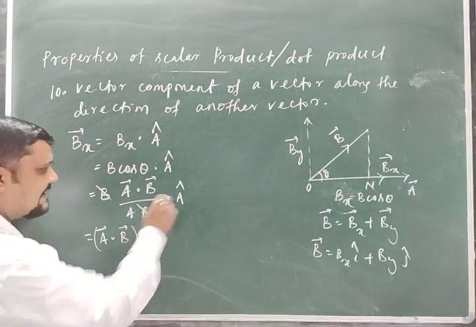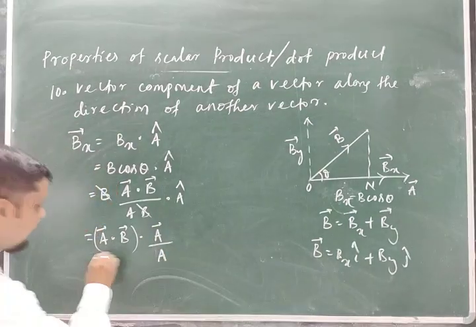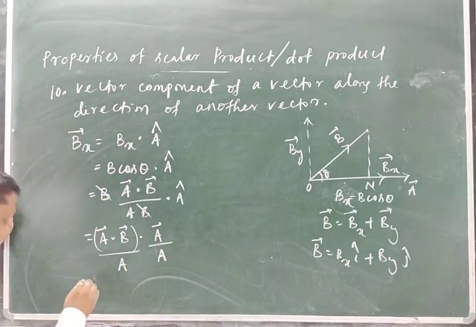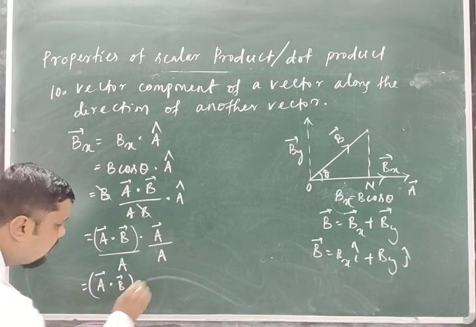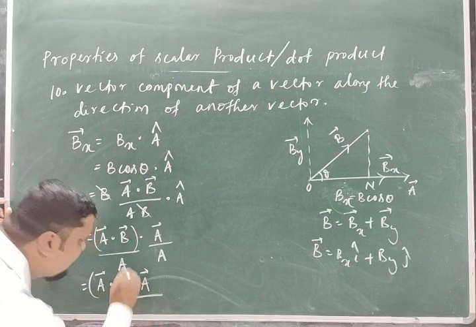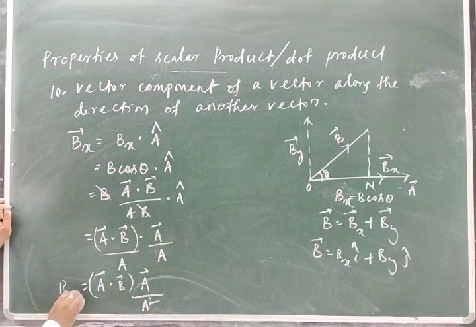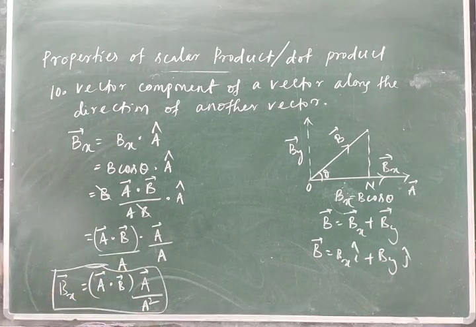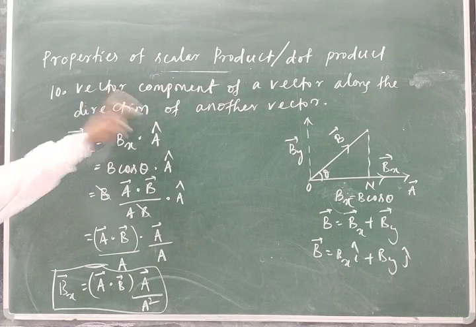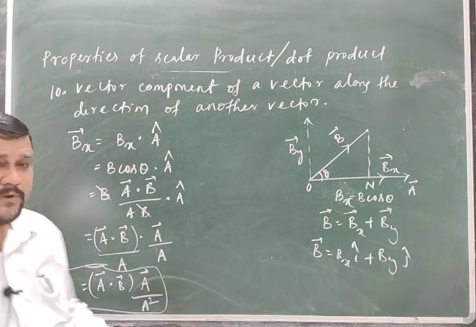Right? What is A cap? Vector A by the magnitude of A. So this is equal to A dot B into vector A divided by A square. This is your Bx. This is the vector component, and the scalar component we already derived. This is the scalar component, and this is the vector component.